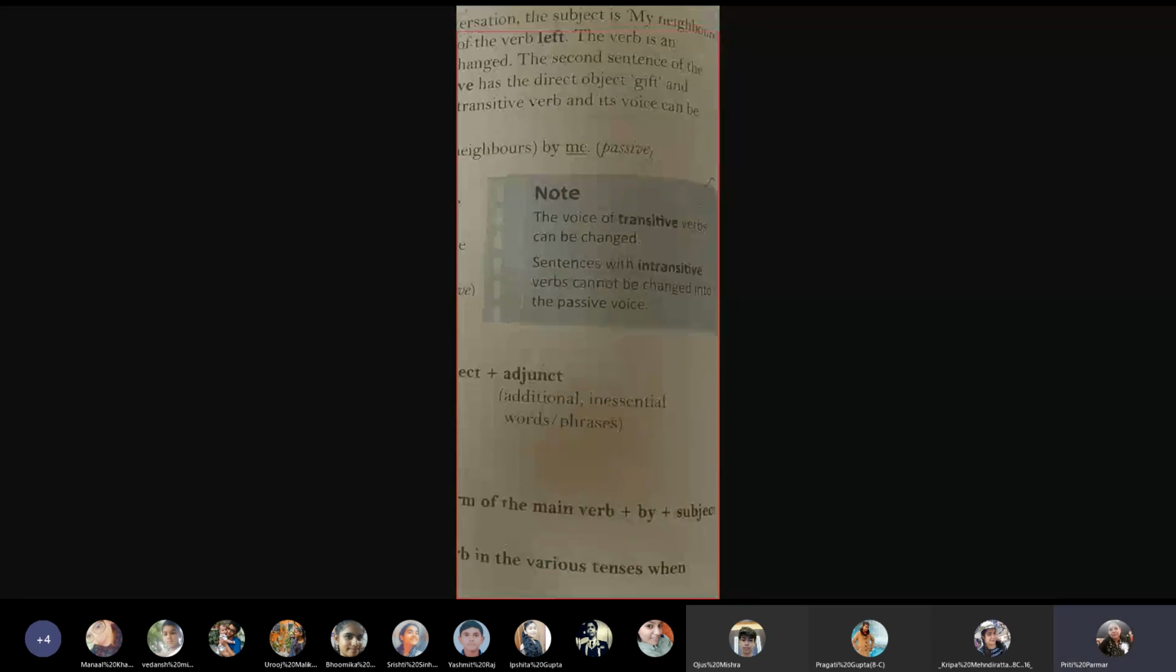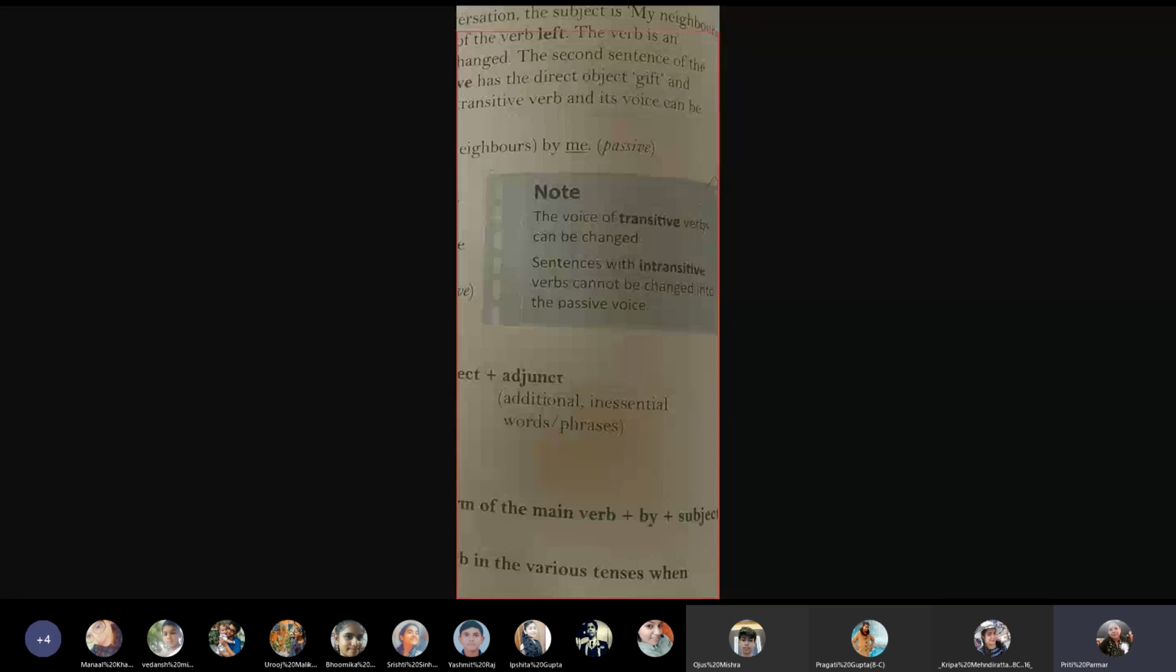Note, the voice of a transitive verb can be changed. Sentences with an intransitive verb cannot be changed into the passive voice. Now, as I told you, the voice of a transitive verb can be changed. If a verb is a transitive verb, then it will change from active to passive. But if it is an intransitive verb, that means it does not require an object, then the voice of the verb cannot be changed to passive voice.